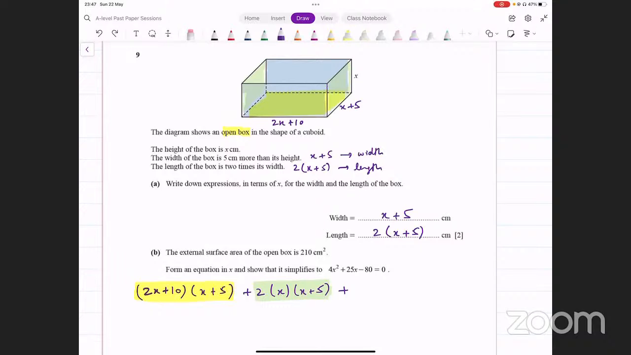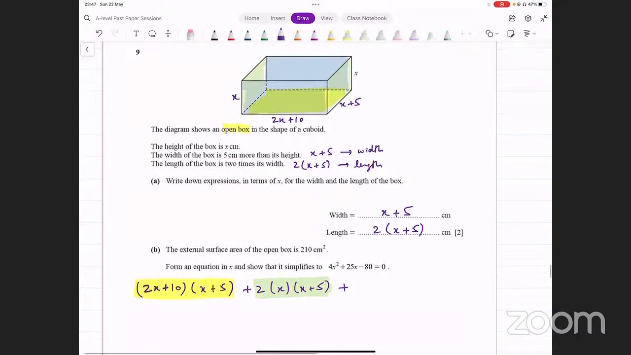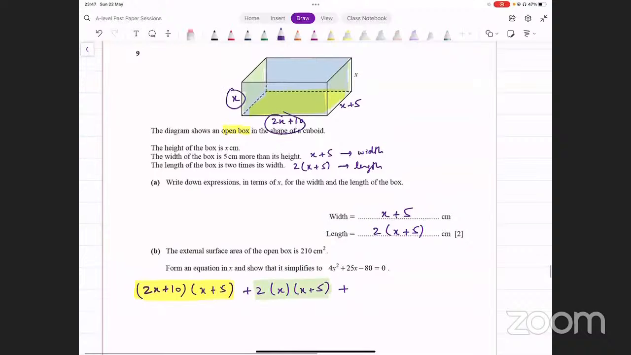इनके कितने हैं? रिमेंबर हाइट आपकी x है, तो ये कितना हो जाएगा? x into 2x plus 10, but there are 2 rectangles like this, तो हम इसको 2 से मल्टीप्लाई भी कर देंगे. 2 into x into 2x plus 10. These are these blue rectangles. ये इनके एरियाज आ गए. ये आपके पास टोटल एक्सटर्नल सरफेस एरिया.